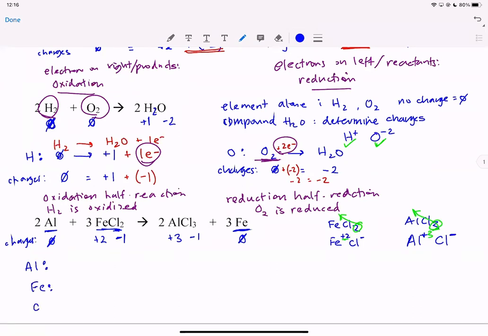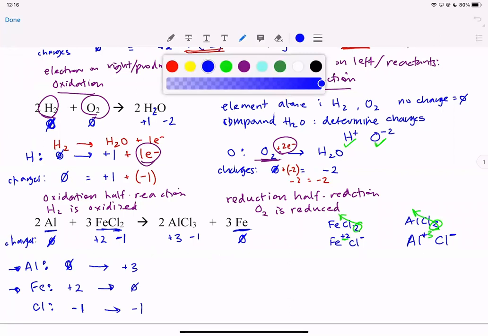for aluminum and for iron and for chlorine. So when you have aluminum, this goes from 0 on the left side to +3 on the right side. Okay. When you have iron, this goes from +2 on the left side and then 0 on the right side. And then chlorine is -1 on the left side and -1 on the right side. So only 2 of the elements have changes going on. So aluminum goes from 0 to +3 and iron goes from +2 to 0.